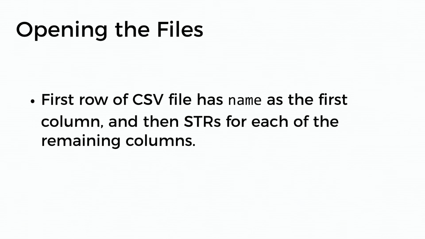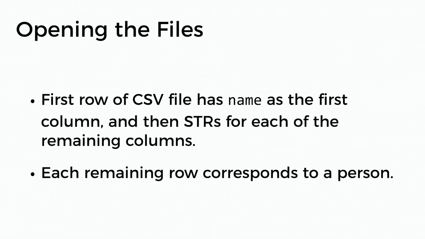So let's go through these steps one at a time, starting with opening the files. When you open the CSV file, one thing you'll notice is that the very first row of the CSV file has name as the first column, and every subsequent column is going to be an actual DNA sequence representing the STRs that you should be counting. Every other row of the CSV file is going to correspond to a person, where the first column is going to be that person's name, and all of the remaining columns are going to represent the number of times that the STR repeats consecutively in that person's DNA.